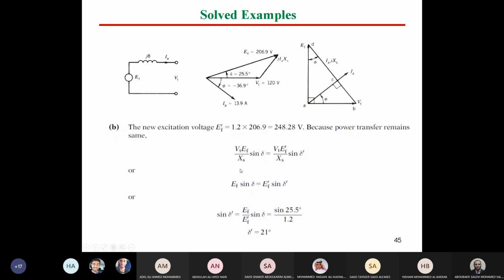So the solution. Now, comparing the power for the two cases, we will have EF sine delta in case number 1 equal to EF sine delta in case number 2, and we can get the value of delta. As you can see, delta has decreased. Delta was 25.5, delta now is 21. This means the excitation is increased or decreased?